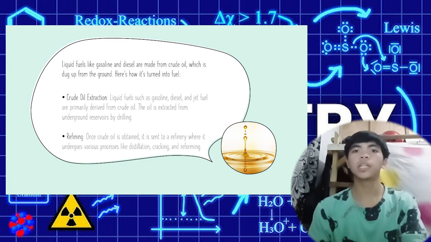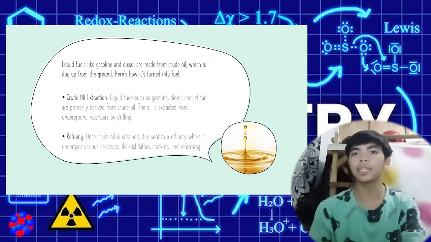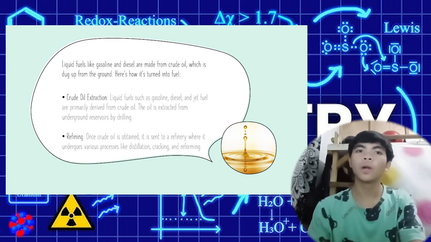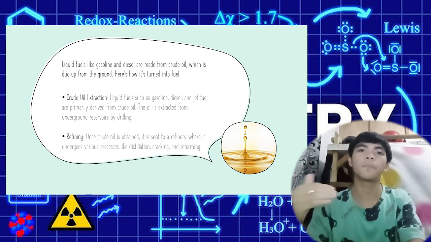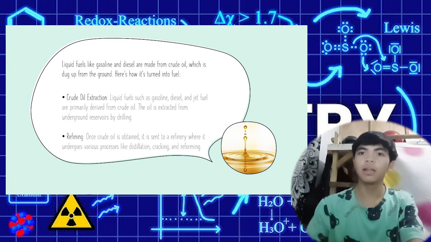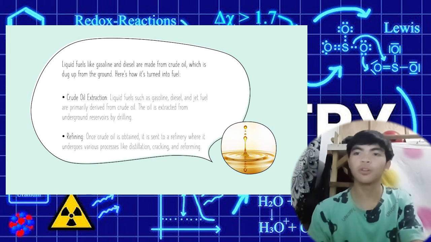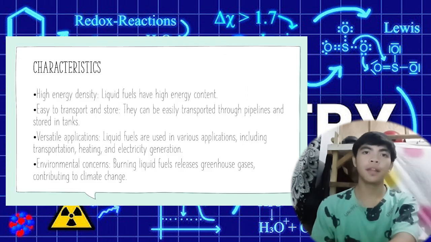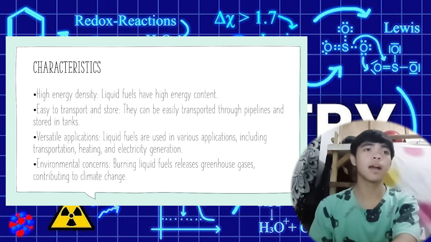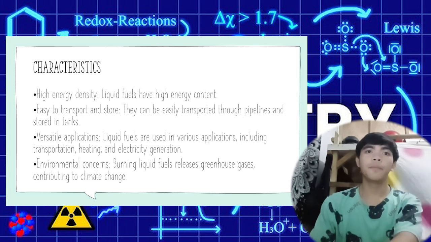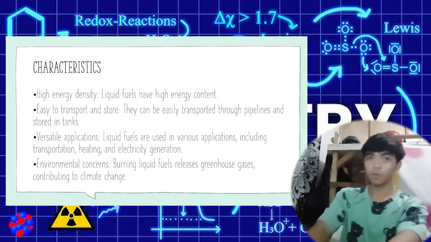Once crude oil is obtained, it is sent to a refinery where it undergoes various processes like distillation, cracking, and reforming. And there are characteristics of liquid fuels that my co-reporters will discuss.